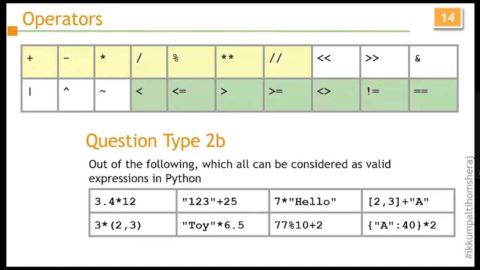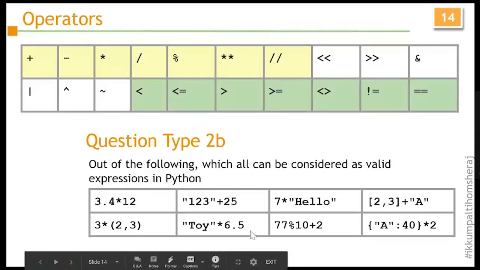Next one is 3 multiplied by 2, 3. Will it work? And if it will, what will be the result? The set 2, 3 will be repeated thrice. And will it be a tuple or a list? It will be a tuple. 100% correct. So when we say toy into 6.5, we saw 7 into hello is working. Will toy into 6.5 work or not? No, it will give an error because 6.5 is a floating point value. It needs an integer. Yes, 100%.